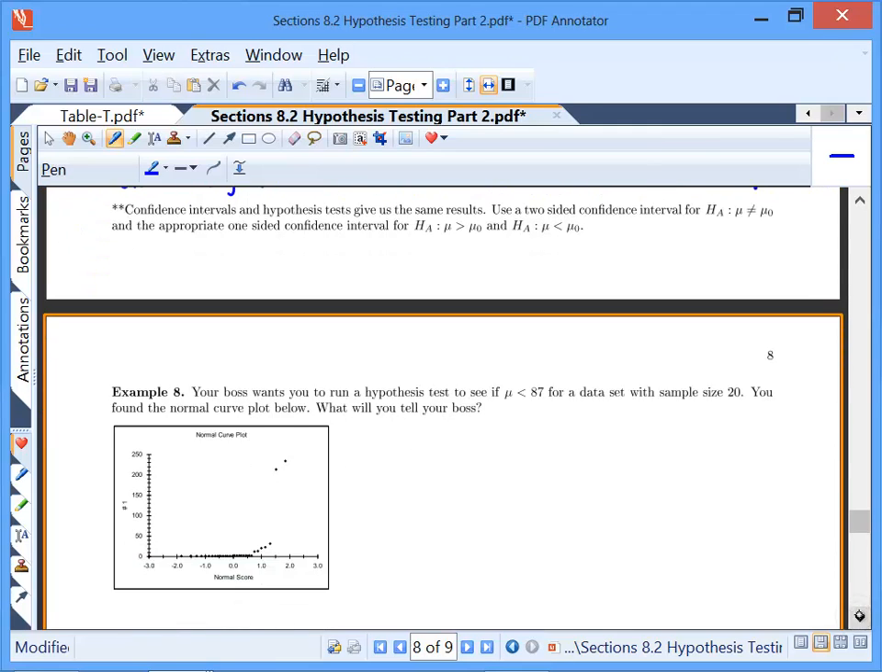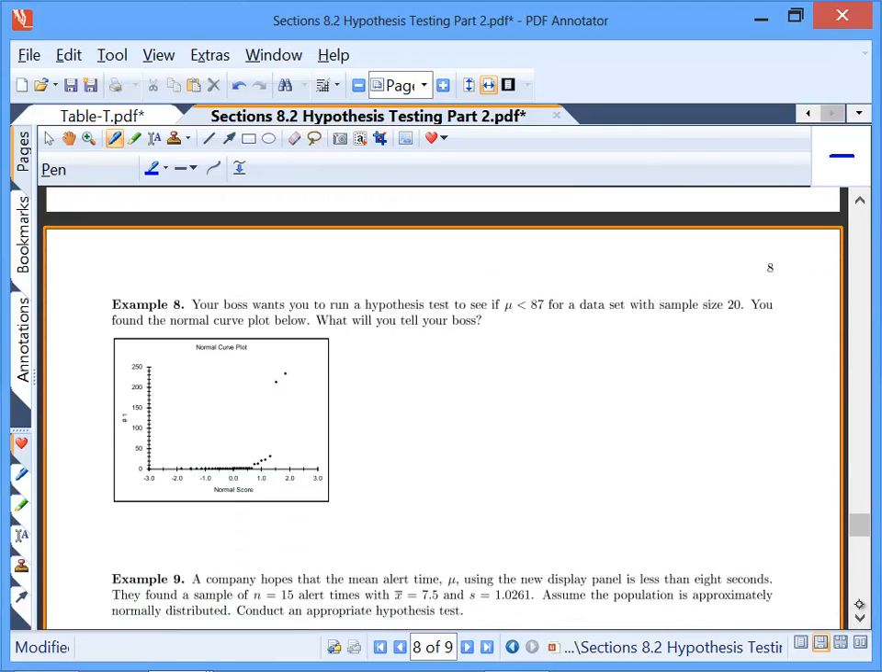So your boss wants you to run a hypothesis test to see if the mean is less than 87 for a data set with a sample size of 20. You found the normal curve plot below. What are you going to tell your boss? How do you feel about that normal curve plot? Is this data set normal? If I look at it, that is definitely not close to a straight line. So this is definitely not normal.